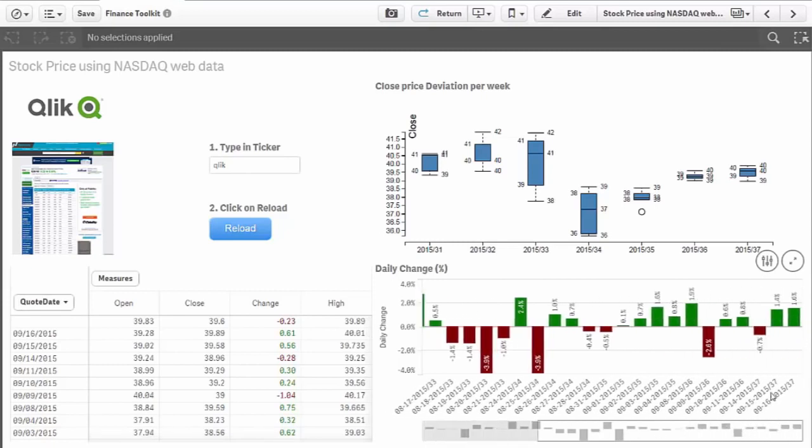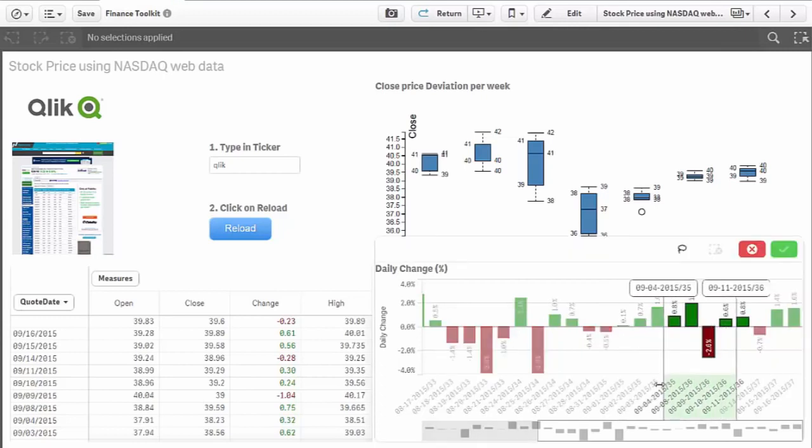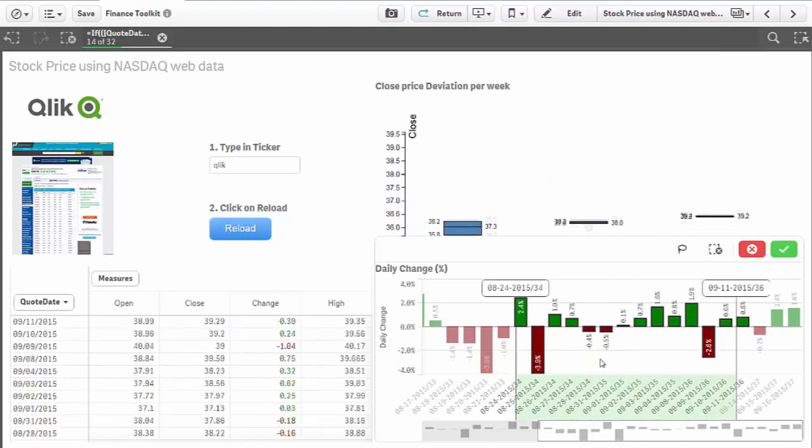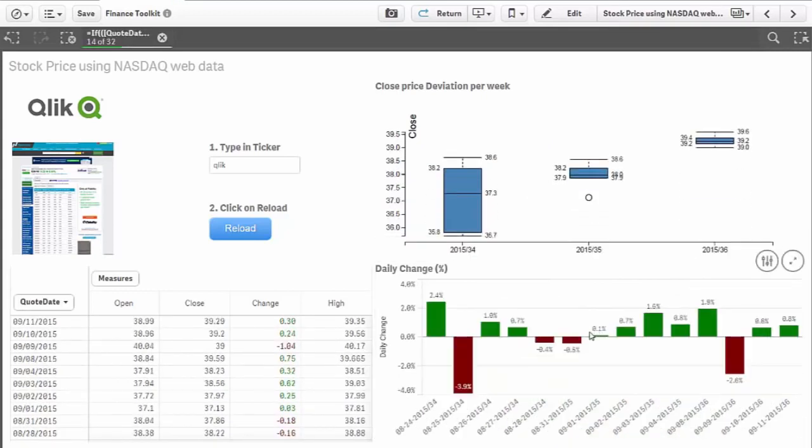What's interesting, maybe interesting to me, is that I see that there's been a pretty good run over this time period. I may actually want to drive into it and say, show me the 34th through 36th week of the year, and I can dive in and see the analysis and what's going on with the stock price.